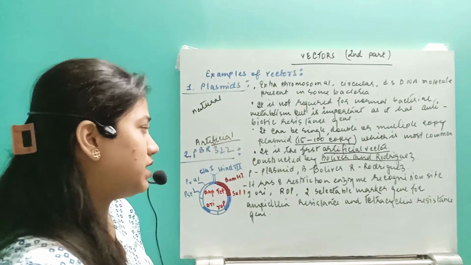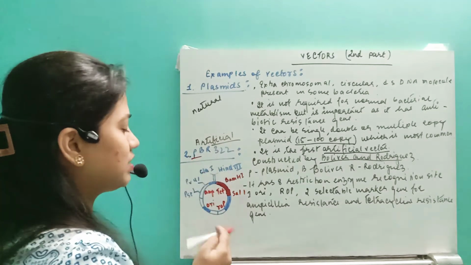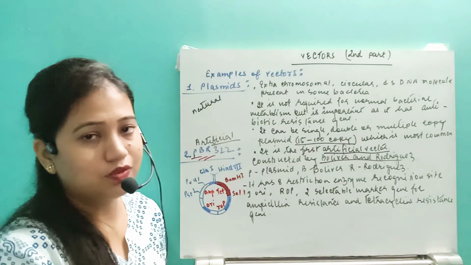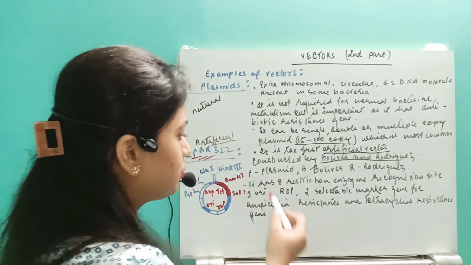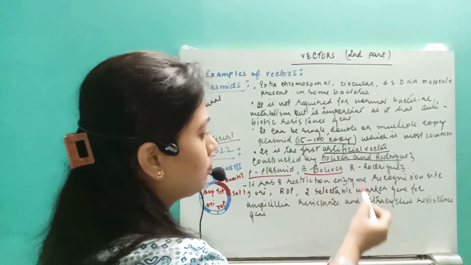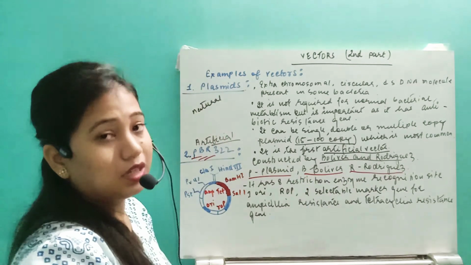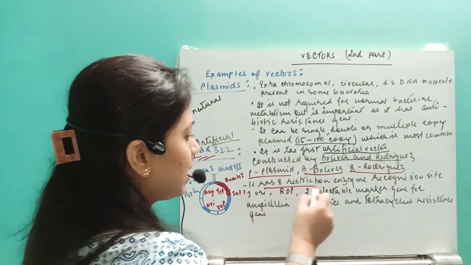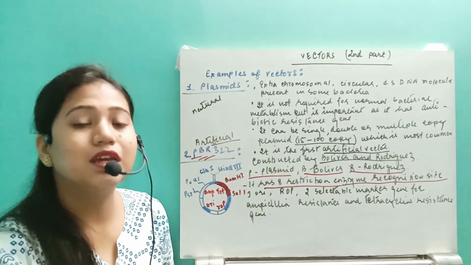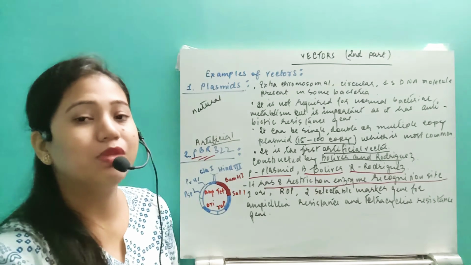So what does the P stand for? P stands for plasmid, B stands for Bolivar, R stands for Rodriguez, and 322 is the sample number. Now we need to know that it has 8 restriction enzyme recognition sites. That means 8 different genes can be inserted.